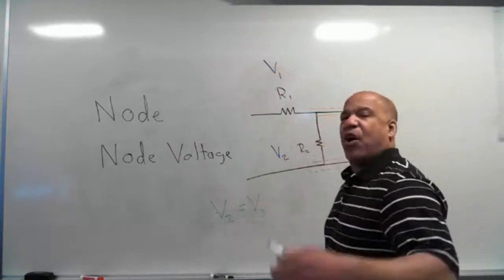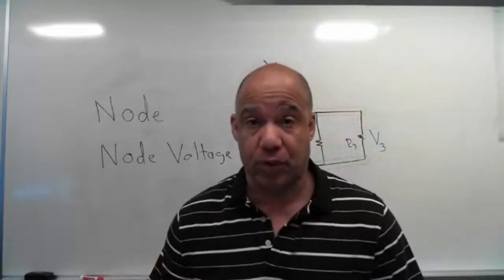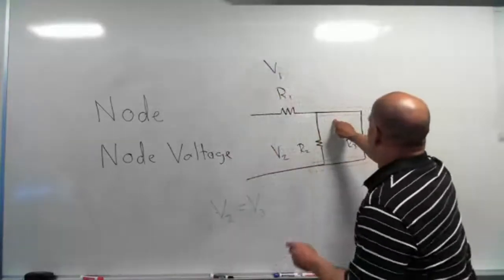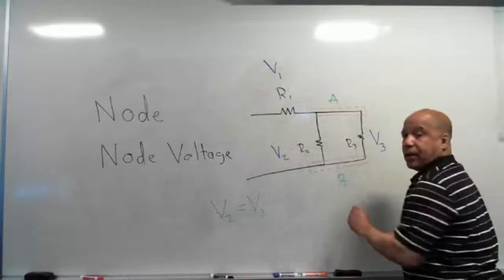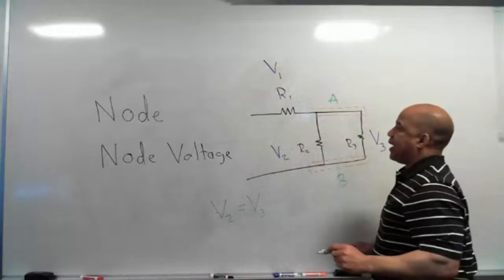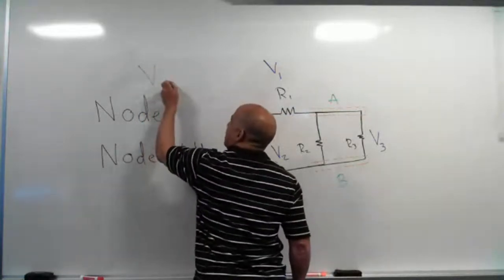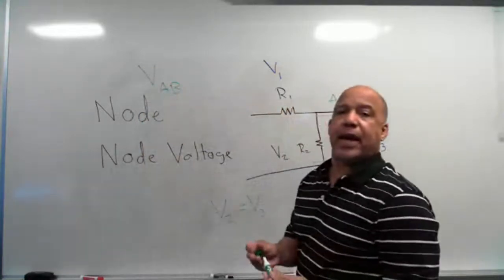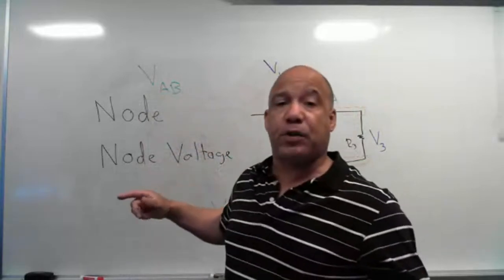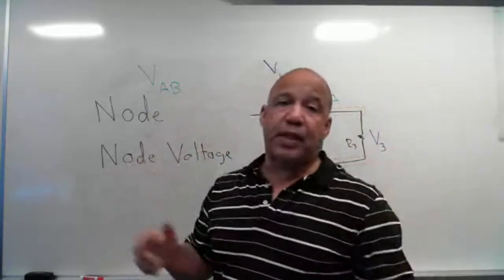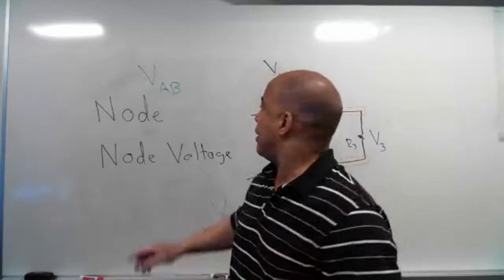Another way of naming these is I can actually name the nodes. I'm going to call this node A, and then this node B. And if I name it, I can call it V_AB. The way you read that is the voltage from A to B. Automatically, when you see a voltage named that way, you know you're dealing with something in parallel, or something that's been in parallel.